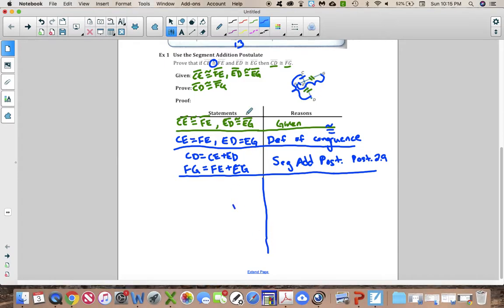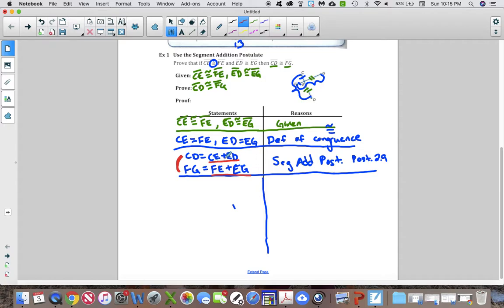Okay, now a couple more things. So if we have CD is equal to CE plus ED, and FG is equal to FE plus EG, then why don't we try to make this part right here look exactly the same as this part right here, okay? Then we can maybe say that CD and FG are the same as each other.